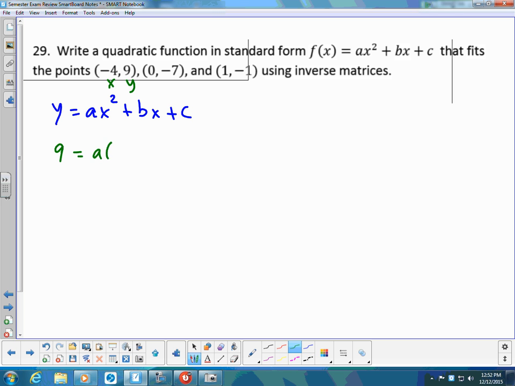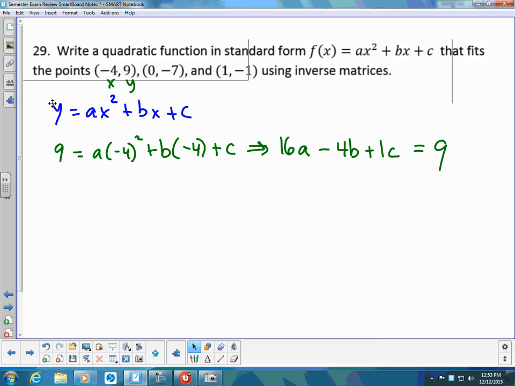So I get 9 equals a times negative 4 squared plus b times negative 4 plus c. That means I can simplify this to negative 4 times negative 4 is a positive 16, so I have 16a minus 4b plus 1c equals 9. I want to do this 2 more times with this ordered pair and this ordered pair.